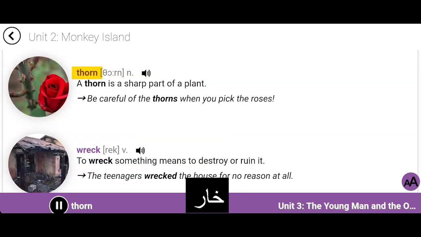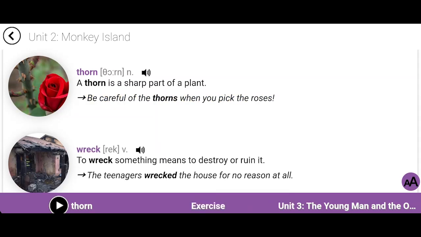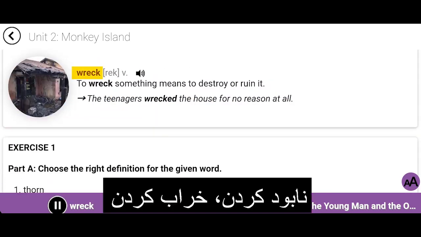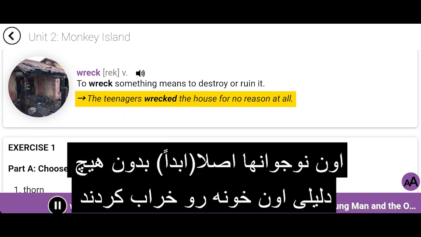Thorn. A thorn is a sharp part of a plant. Be careful of the thorns when you pick the roses. Wreck. To wreck something means to destroy or ruin it. The teenagers wrecked the house for no reason at all.